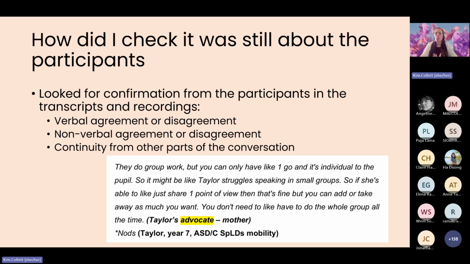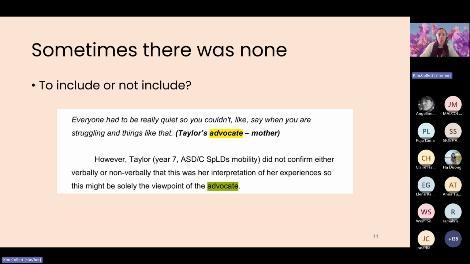There might have been something that we were talking about earlier on or later on in the conversation that really mirrored what the advocate had said, and then I'd be able to say, okay, this seems to be a general experience the person had. So that again helped inform me. But sometimes there was no confirmation from the participant. And again, that was difficult to know whether to include or not include.